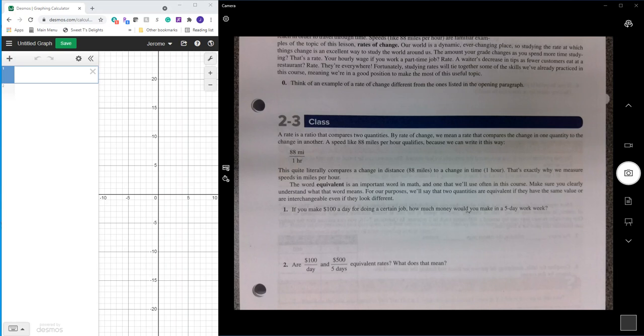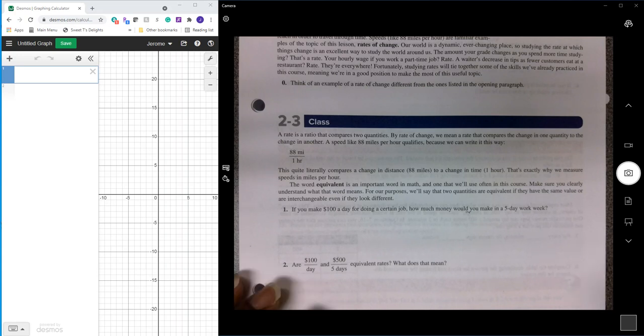The word equivalent is an important word in math and one that we'll use often in this course. Make sure you clearly understand what that word means. For our purposes, we'll say that two quantities are equivalent if they have the same value or are interchangeable, even if they look different. It says here, if you make $100 a day for doing a certain job, how much money would you make in a 5 day work week?